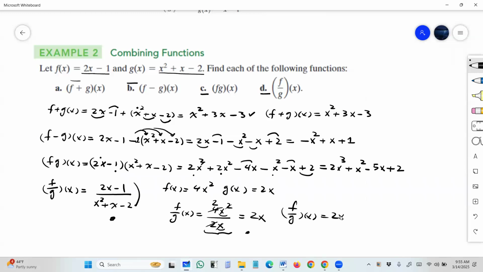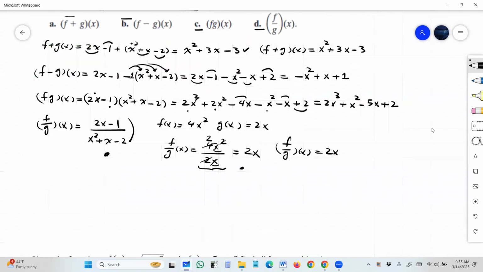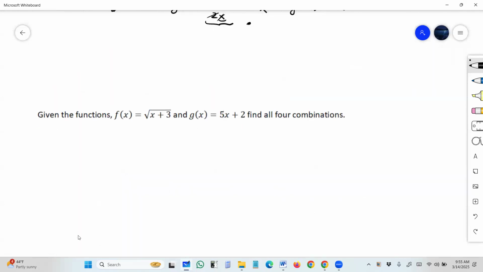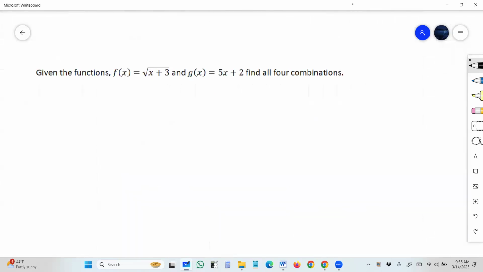All right, so this is the basic example when you have two comparable functions. Some simplification is possible, like you've seen in the addition and subtraction. But in the next case, I'm going to show you it's not quite possible because the functions are not really relatable. Okay, so for example, here is one function, f of x, which is a radical function, and one function, g of x, which is a regular linear polynomial function. We're going to find all the four combinations.